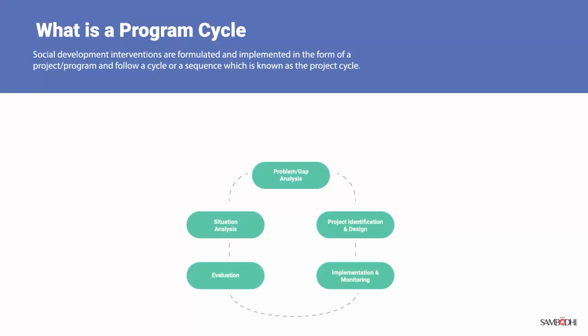Interventions for social development are planned and carried out in the form of a project or program that goes through a cycle. This cycle is called the project cycle. Let's understand each component of a program cycle in detail.